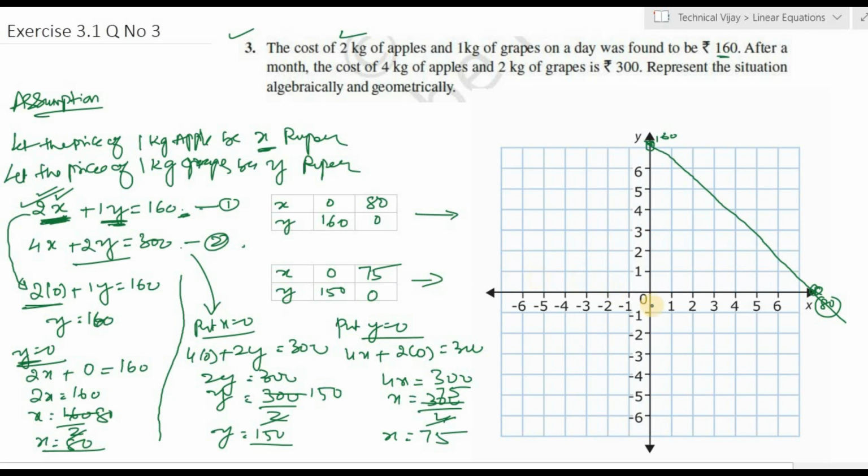In the second one, x equal to 0, y is equal to 150. This is 160, so this will be 150 we will take. So this is 150, this point. And 75 will be x. So this is 80, so 75 we will take here. And this other point. So this point and this point we have to join. Okay, this is the situation represented graphically. Okay, thank you.